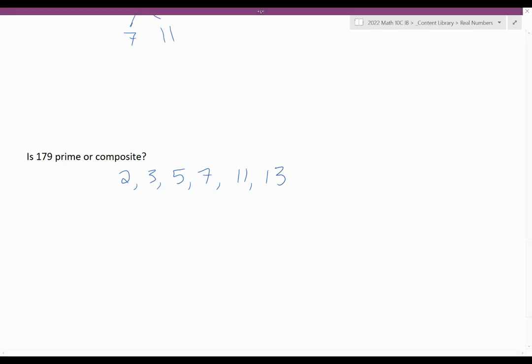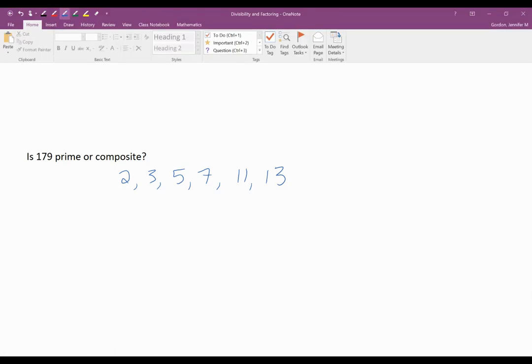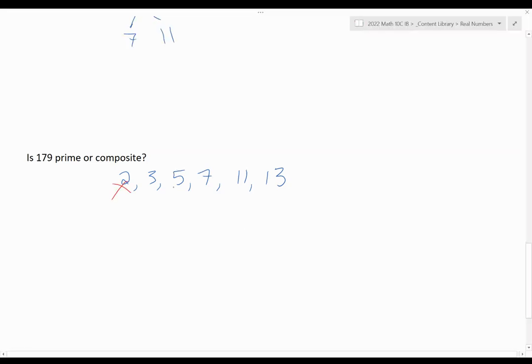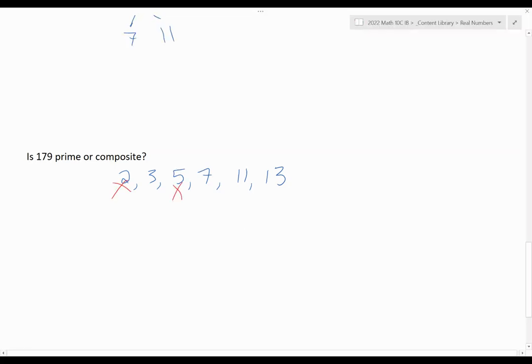So I can tell right off the bat that it's not divisible by 2 or 5. I don't even really have to think about those ones too much. I have to do a quick check on 3. 1 plus 7 plus 9 is 17, which is not divisible by 3. I'm going to check for 11. 1 minus 7 is negative 6, plus 9 is 3. That is not divisible by 11.